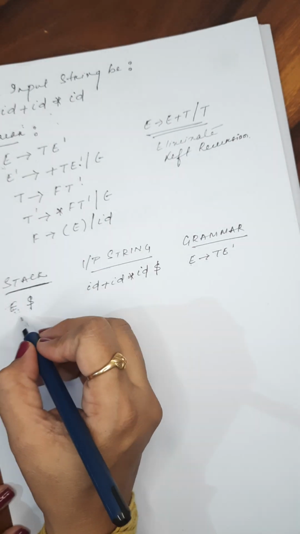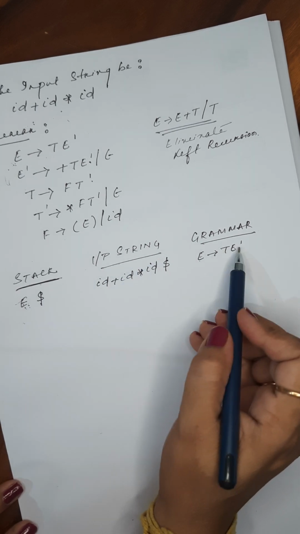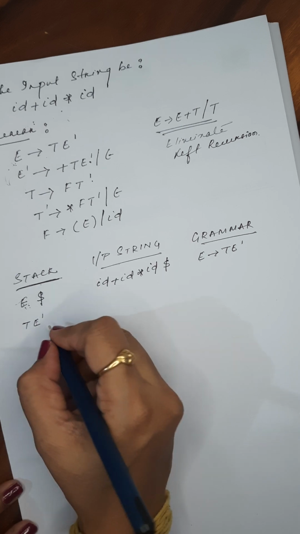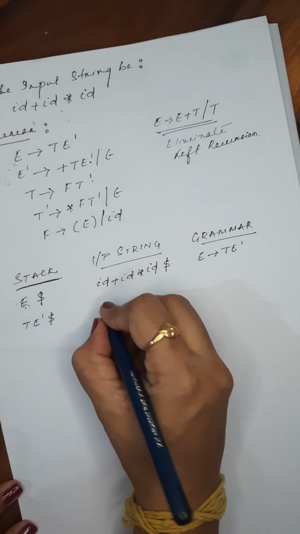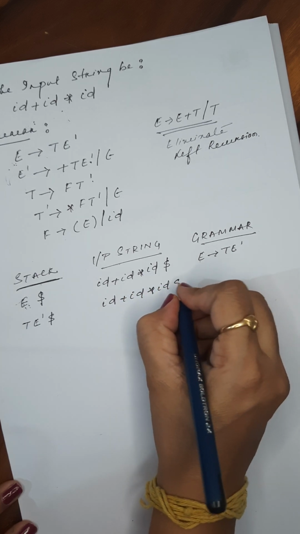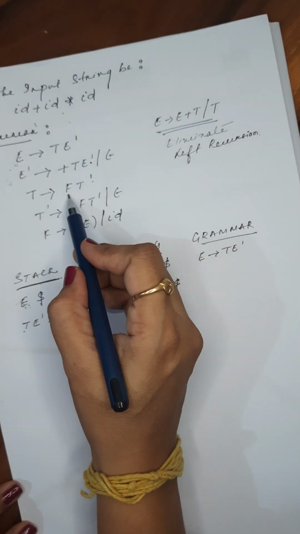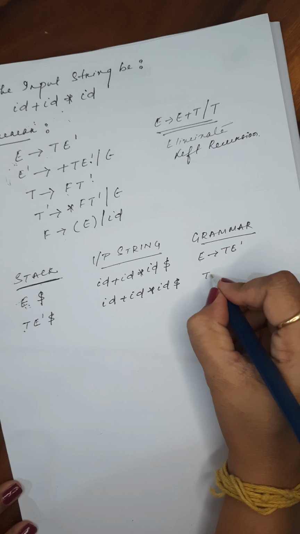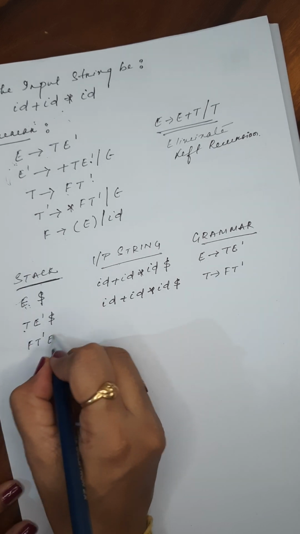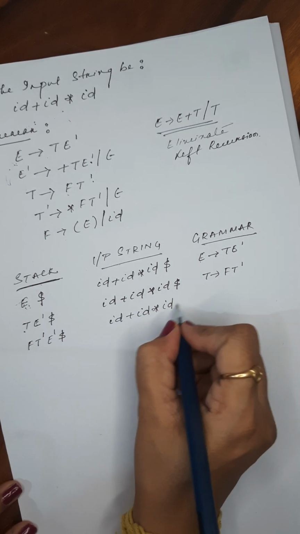Okay. Now in place of E, what will we write? We will write what we have taken, E tends to TE dash. So here I will write TE dash. Now E is replaced by TE dash, then I will put a dollar. Now ID plus ID star ID and dollar. Now what is the production for T? Production for T is FT dash. So I will write T tends to FT dash. Now replace T by FT dash, E dash will remain, then dollar. ID plus ID star ID and dollar.